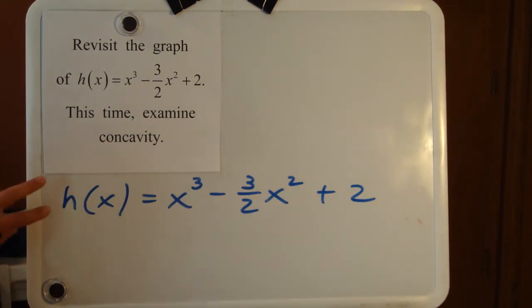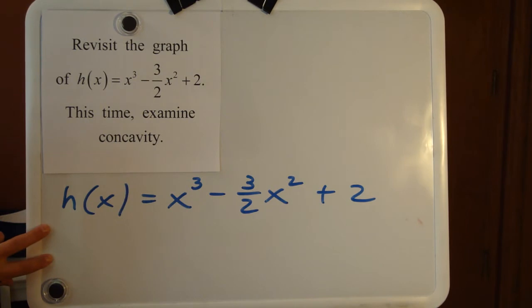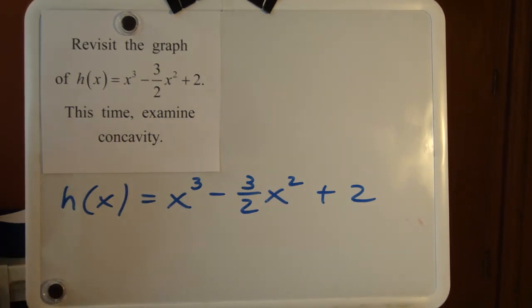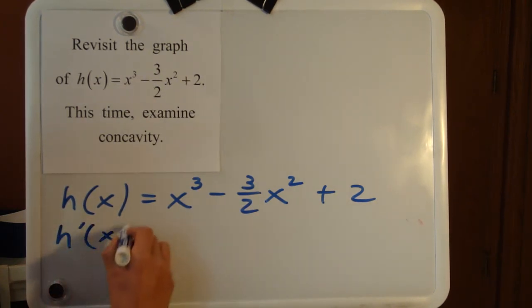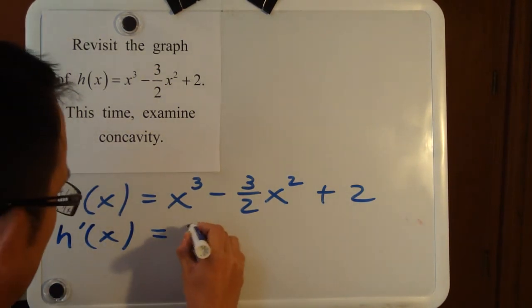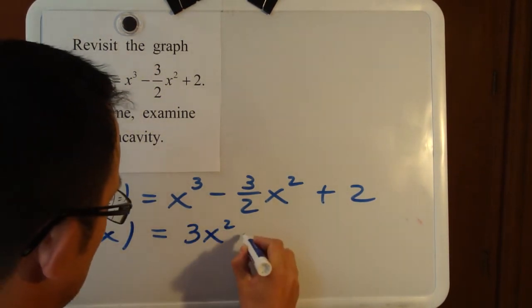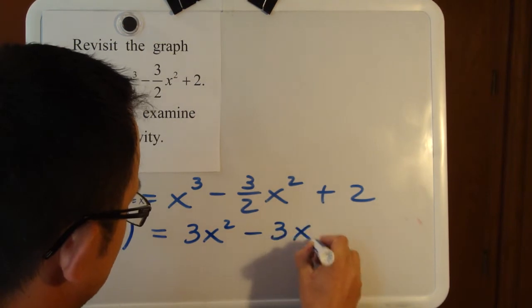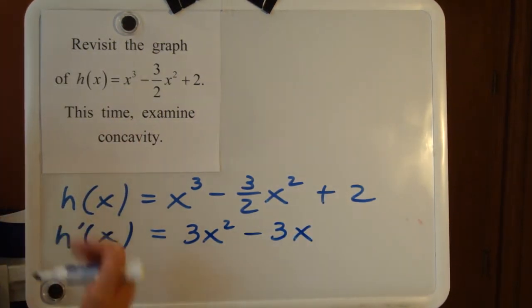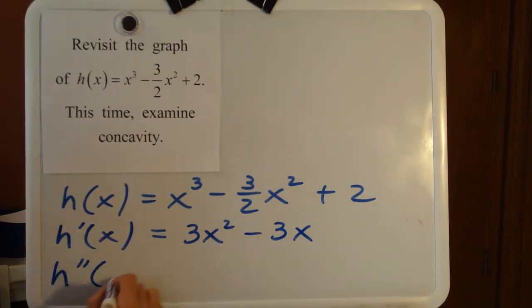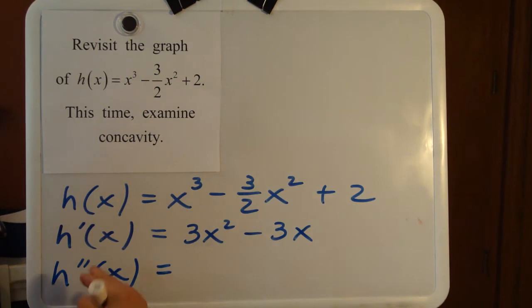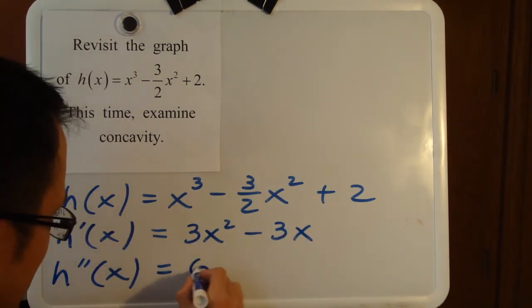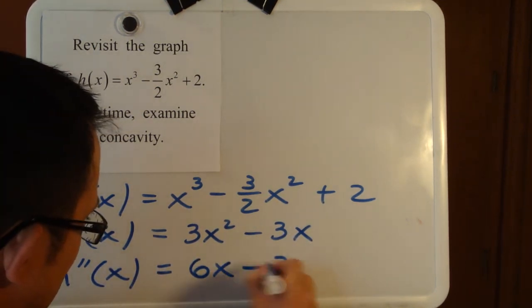That means we're not going to look at the first derivative, but at the second. We're going to examine the sign chart of h double prime, and that will tell us where the graph is concave upward or downward. So h prime here will be pretty simple: 3x squared minus 3x. We're not going to stop here, we're going to go one more. Let's find h double prime. Again, the power rule and some of the other rules, so this will be 6x minus 3.